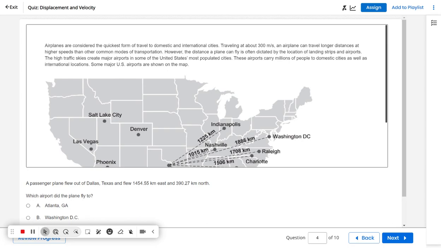Airplanes are considered the quickest form of travel to domestic and international cities. Traveling at about 300 meters per second, an airplane can travel longer distances at higher speeds than other common modes of transportation. However, the distance a plane can fly is often dictated by the location of landing strips at airports. The high traffic skies come to create major airports in some of the United States' most populated cities. These airports can carry millions of people to domestic cities as well as international locations. Some major U.S. airports are shown on the map.